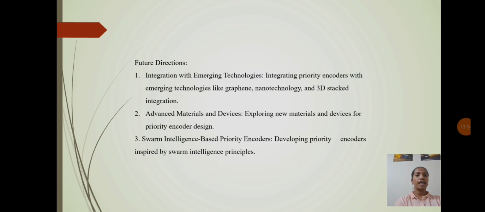The future directions are integration with emerging technologies, integrating priority encoders with technologies like graphene, nanotechnology and 3D stacked integration; advanced materials and devices, exploring new materials and devices for priority encoder design; and swarm intelligence based priority encoders, developing priority encoders inspired by swarm intelligence principles.